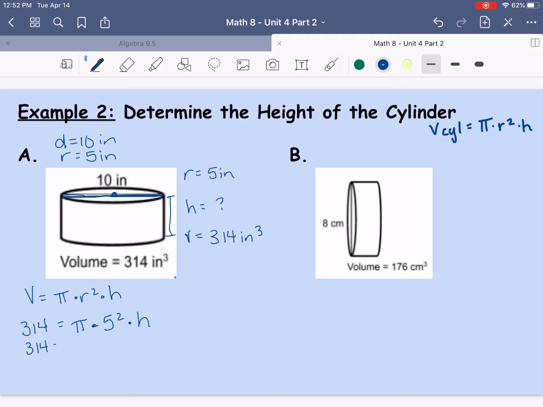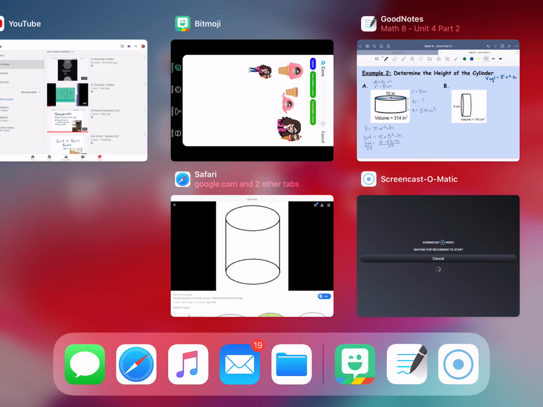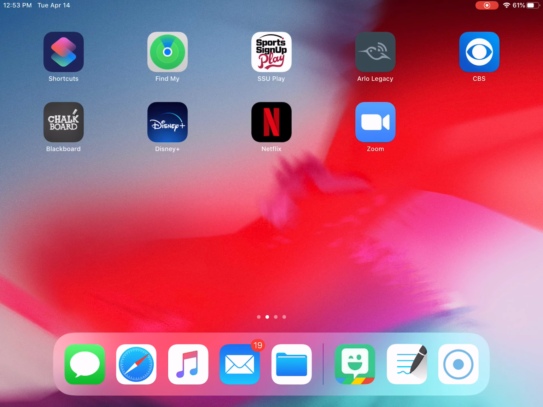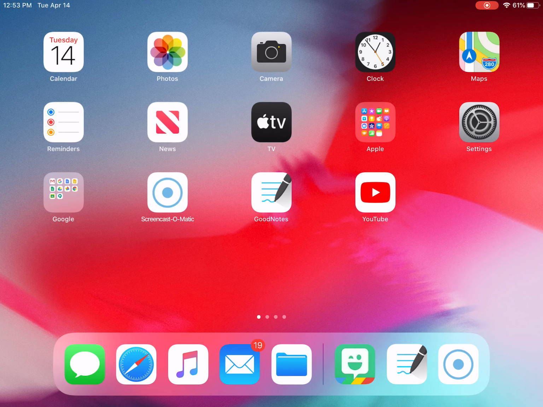So I will do 5 squared, which is 25. Okay. And now here's where it can get a little bit different. So I'm going to leave all of these. And the first thing I'm going to do is to divide both sides by 25. Okay, and I need my calculator.